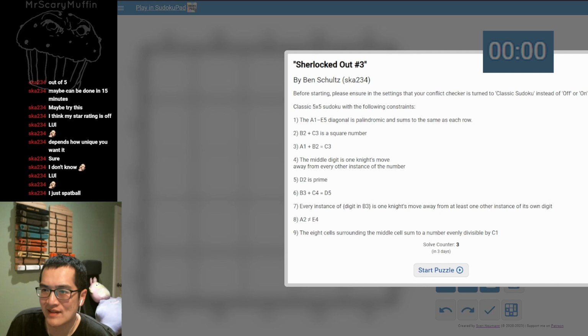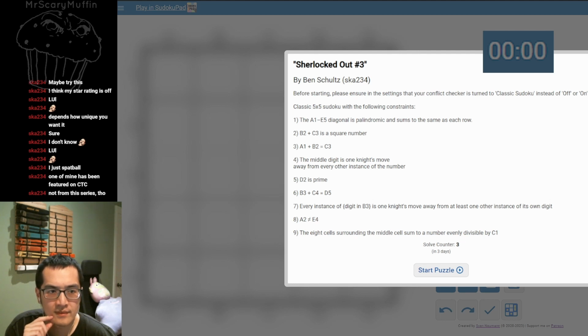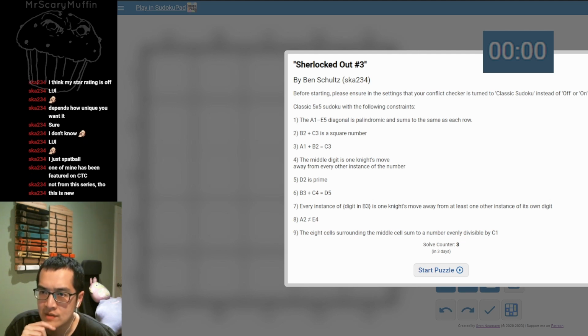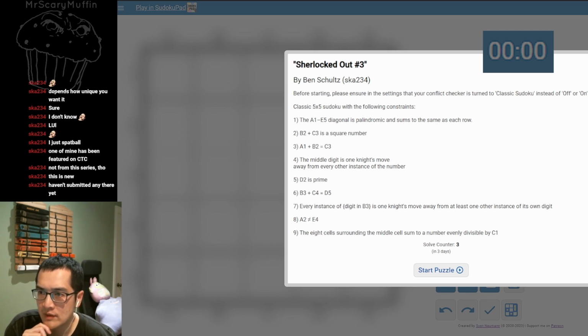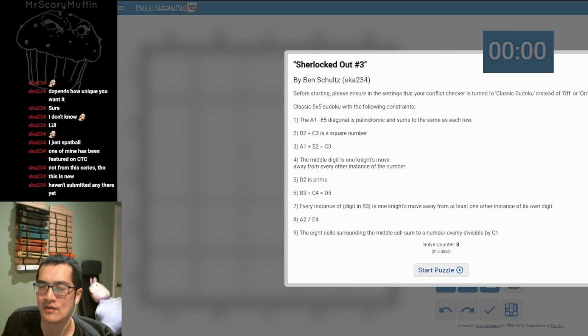Every instance of the digit in B3 is one knight's move away from at least one other instance of its own digit. Wait, is that so? Two things have knight's constraint then, right? Okay, or potentially two things, unless they're both associated with it. All right, and then A2 is not equal to E4. They are two different numbers, and the 8 cells surrounding the middle cell sum to a number evenly divisible by C1. Oh my goodness, there's a lot of things to keep track of.